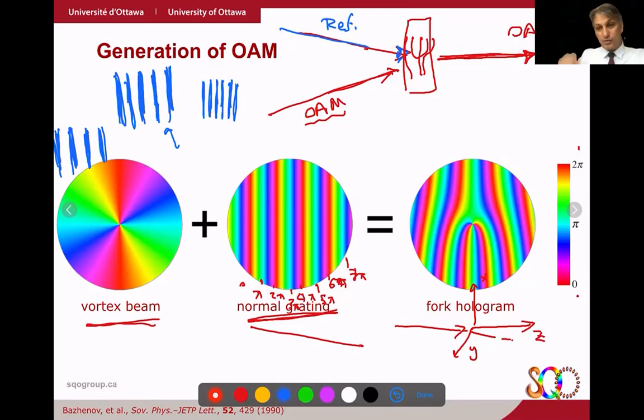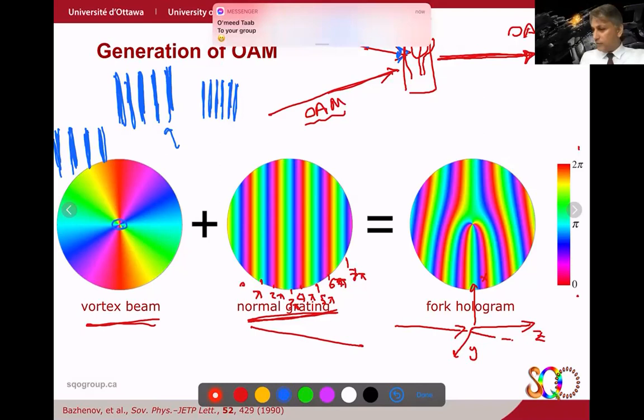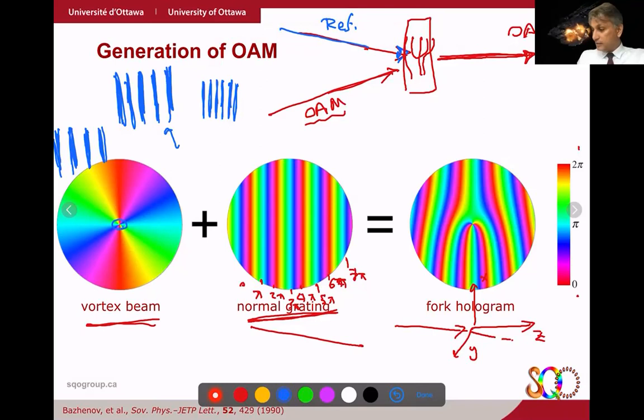Here, since there is a phase singularity at the origin, you will get a dislocation, and the fringes are not planar anymore. At the periphery they are planar, but when it comes to the origin, one fringe becomes multiple fringes, depending on the phase jump that you have here.